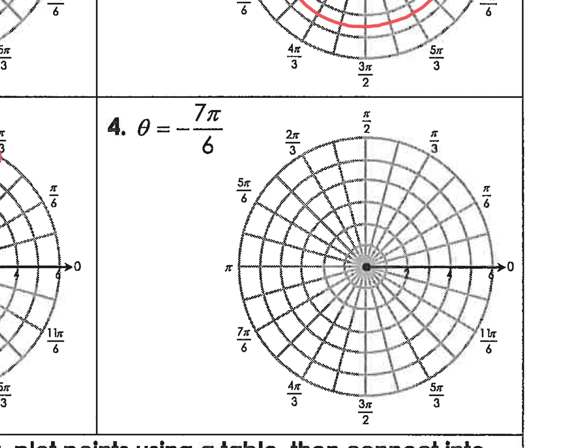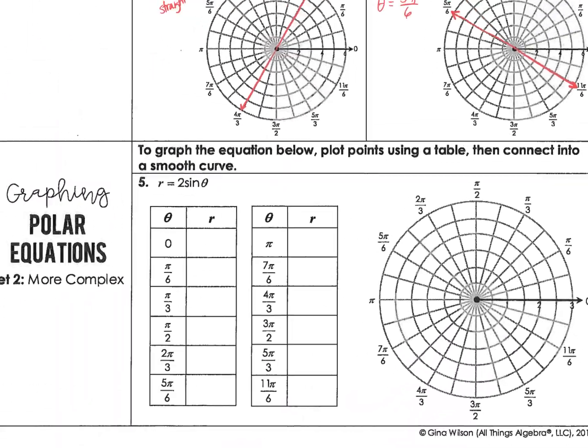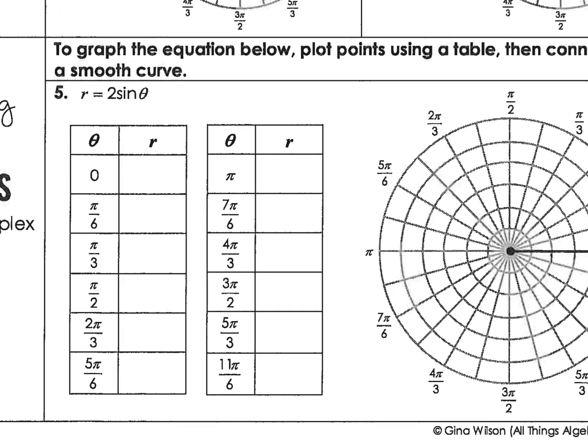So negative 7 pi over 6. Negative 7 pi over 6 means we have to add 2 pi to it, which would be 12 pi over 6. So theta is actually 5 pi over 6. So at 5 pi over 6, we're going to put a line all the way through here, with arrows on both ends. Now, where it gets a little tougher is where it's both r and theta.